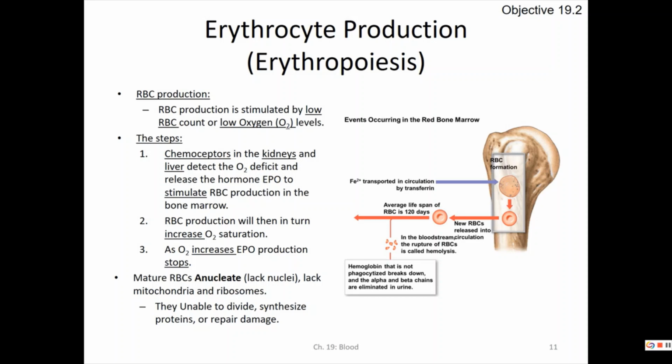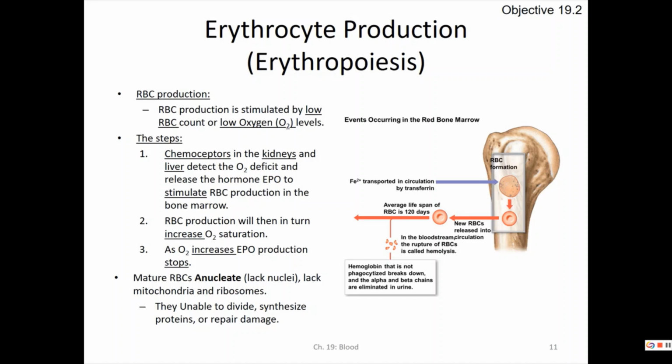Now, red blood cells do something very interesting. Juvenile cells have a nucleus. And what the mature cells will do is they will anucleate. They yeet out their nucleus. They just kick their nucleus out.